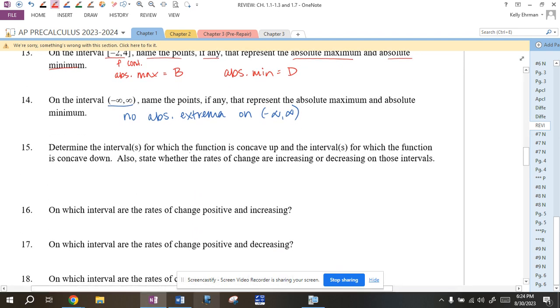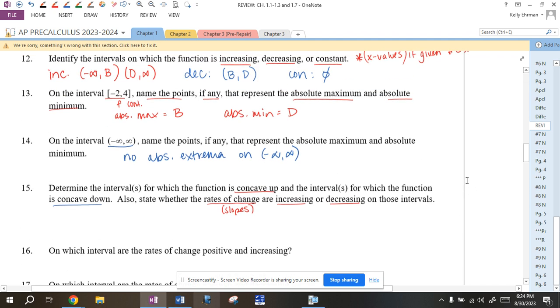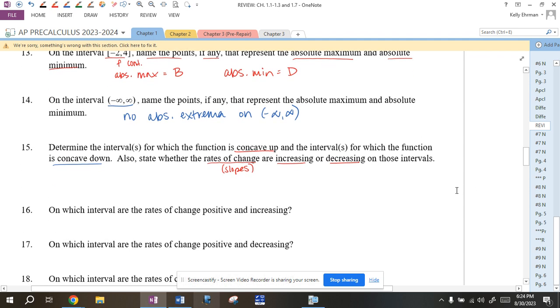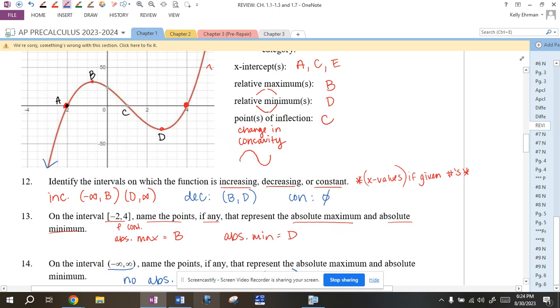Determine the intervals for which the function is concave up and the intervals for which the function is concave down. Also state whether the rates of change, the slopes, are increasing or decreasing on those intervals. Okay, remember, concave up looks like a smile or a bowl. Concave down looks like a frown. Right? So if we look at this graph, it looks like it's frowning, concave down, far left until we hit C, and then it looks like it's concave up from C to infinity.